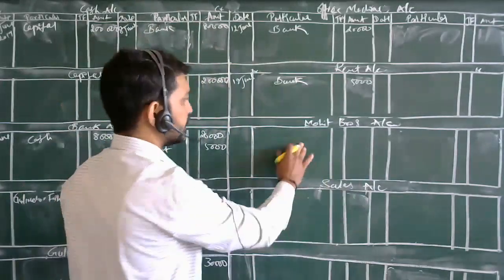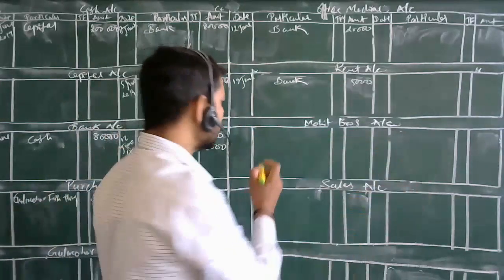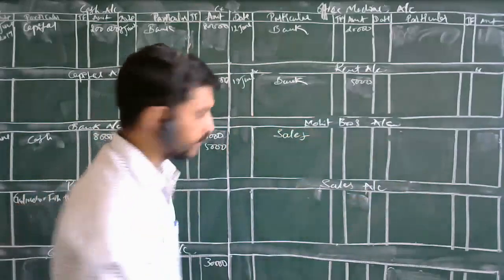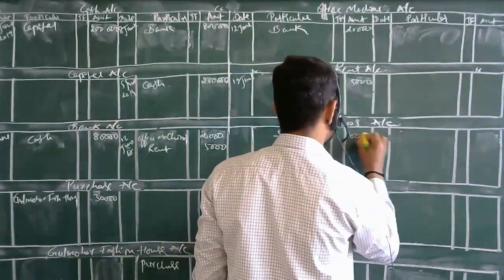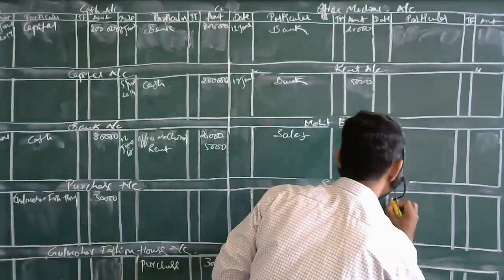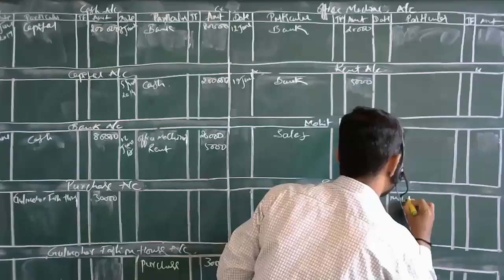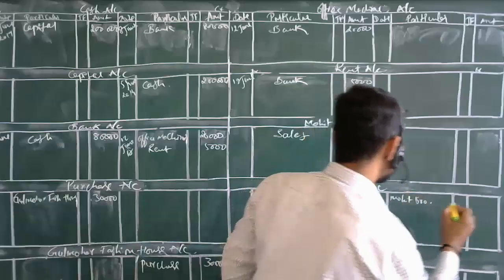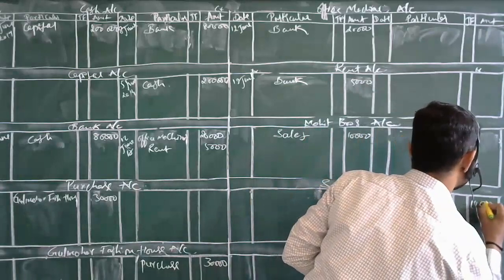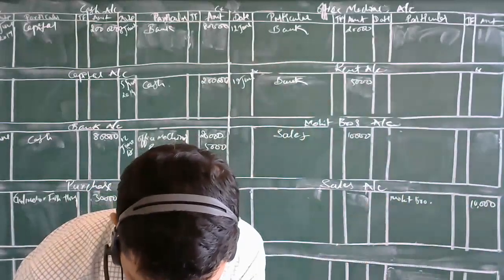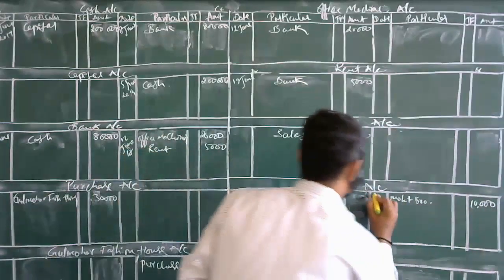So let's see. Mohit Brothers account is debited. Sales. How much amount is it? 10,000. Then sales you have made. To whom? Mohit Brothers. How much is it? 10,000. What is the date for this? Mohit Brothers, 20 June.